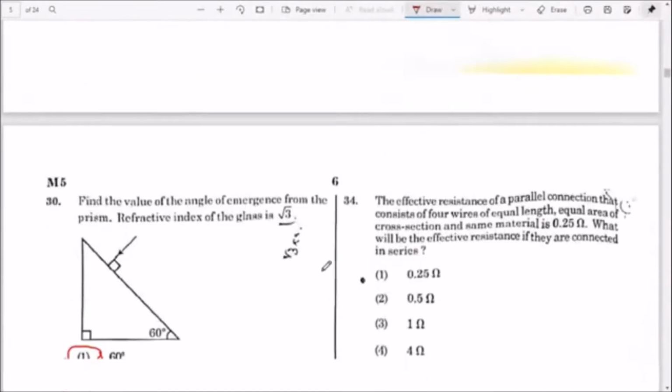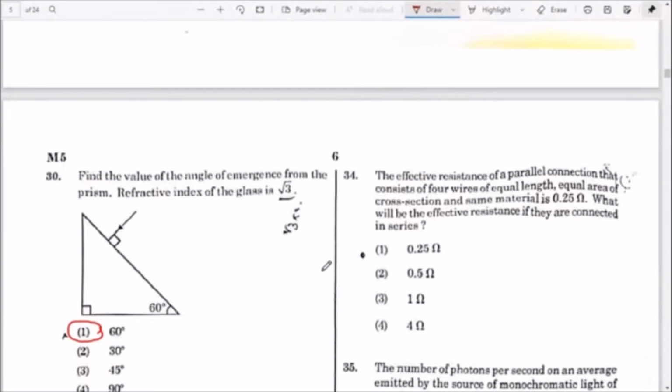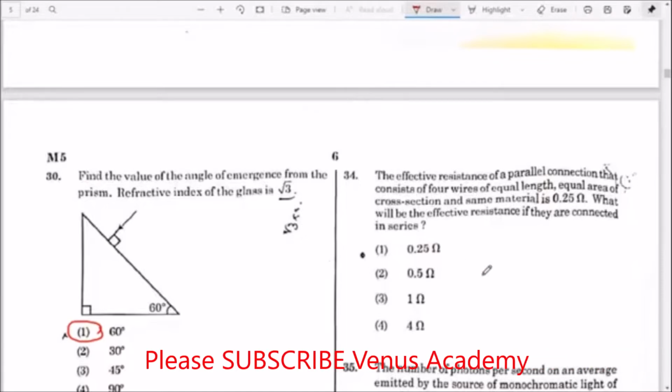Next, the effective resistance of a parallel connection that consists of 4 wires of equal length, equal area of cross section and same material is 0.25 ohms. What will be the effective resistance if they are connected in series? Option number 4, 4 ohms, is the correct option, students.